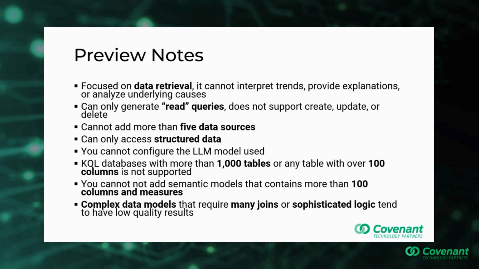You don't have any choice over what large language model is being used in the background. That is all part of the service. It's managed for you. So there are some limitations in the configuration that's available. You cannot have more than 1,000 tables at this point and no more than 100 columns in any one of those tables. So there are some limitations in the size. Again, these are preview limitations. I expect most of these things to go away before it is fully GA. Again, complex models that are going to have many joins tend to lead to poor quality results.